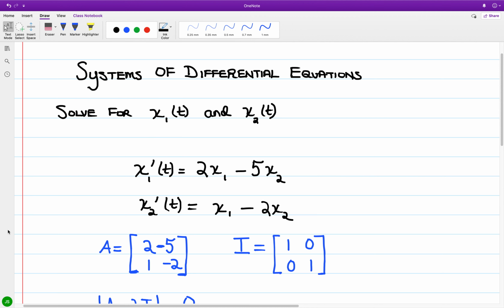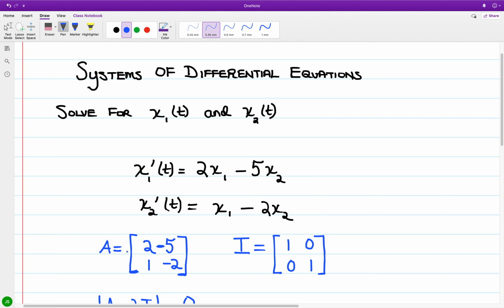Okay, continuing on with systems of differential equations. Now, this next set looks almost like the first, except this time around in the first equation we have the subtraction of 5 times x of 2 as opposed to addition of 5 times x of 2. Everything else is the same.